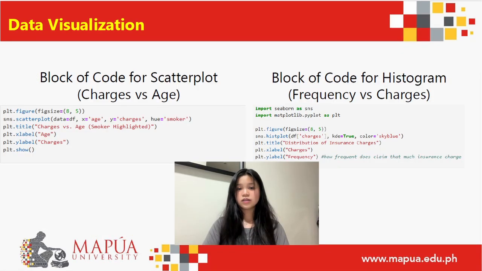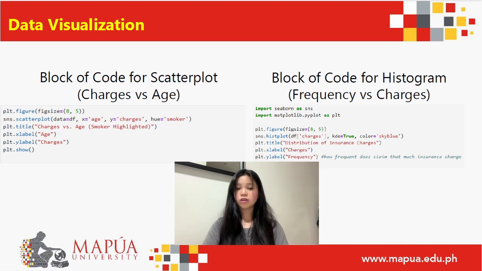On the next slide, this is the code that is used for plotting the scatter plot and histogram. Based on the code, we initialize x and y variables to correlate their data and print the data as a histogram and scatter plot graph.